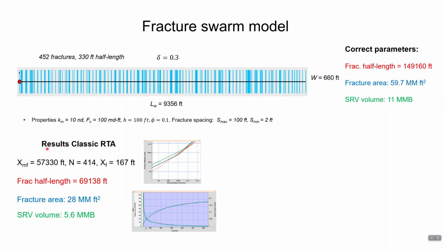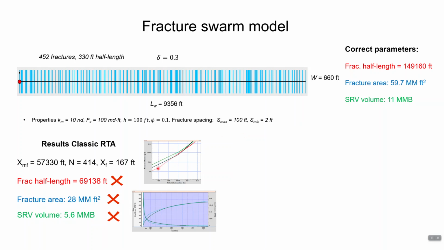So I apply my pressures and flow rates and I analyze them and I obtain the best possible fit, and this is what I get. I obtain that my fracture half length is 69,000, even though the actual value is 149,000. Fracture area is proportional to this. SRB volume is much smaller than the actual one. And the results are obviously off.